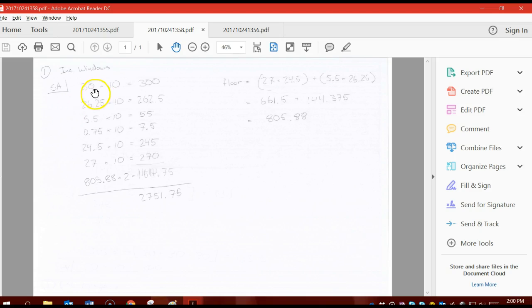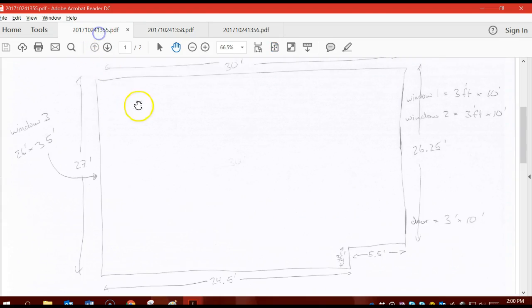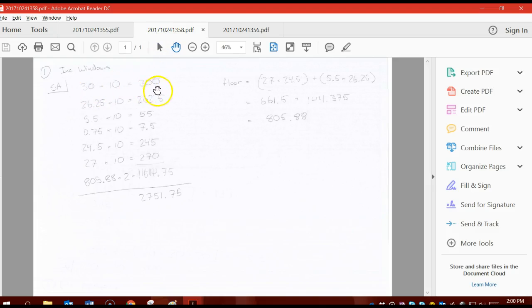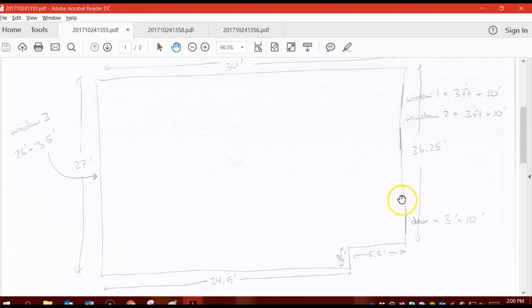To find the surface area now, we're basically going to take every wall and figure out the area of that wall. So starting here with this wall, we know the length of this wall is 30 feet long and it's 10 feet high. So when we multiply that out, 30 times 10, and again, we can just use that little multiplication trick that we now know, right? Just move the decimal one place to the right when you're multiplying by 10. It gives us 300 square feet for that wall. We do the same on this one, 26.25 feet long, this wall, 10 feet high, you multiply it out. Same with this wall, 5.5 times 10. Same with this wall, 0.75 times 10. You guys get the idea. It's basically every measurement here times 10.